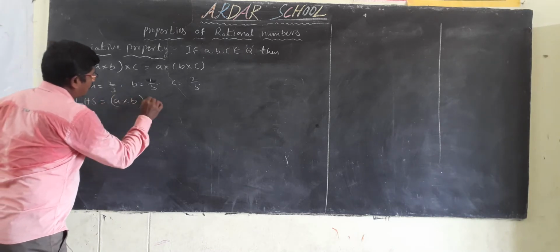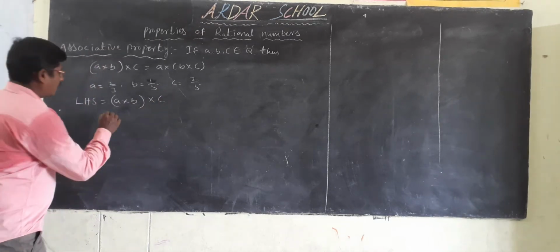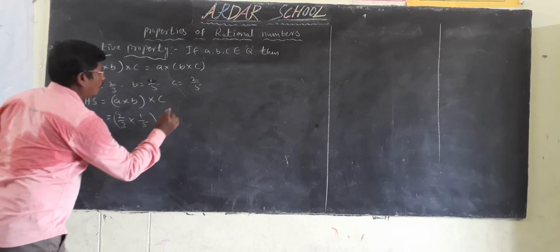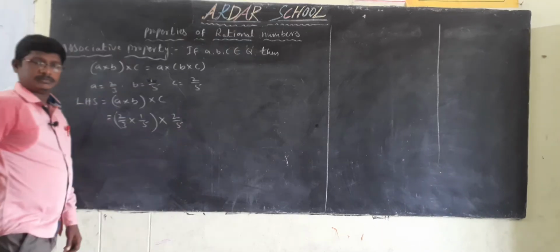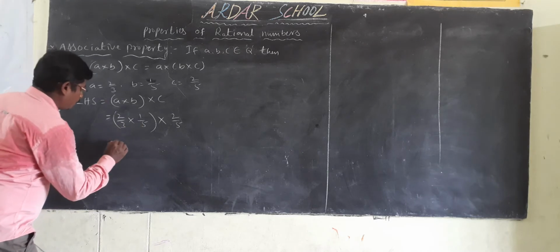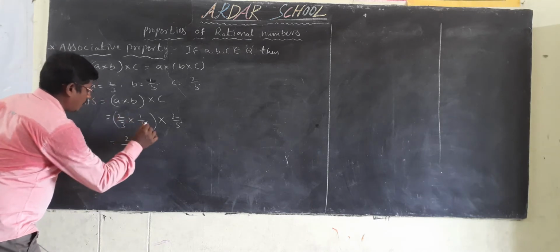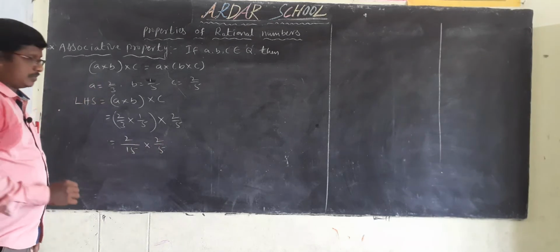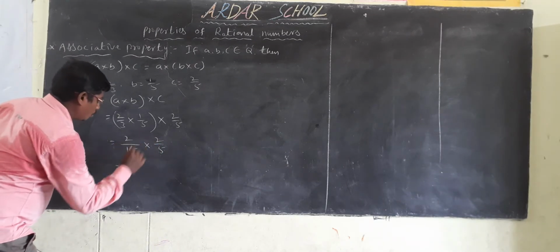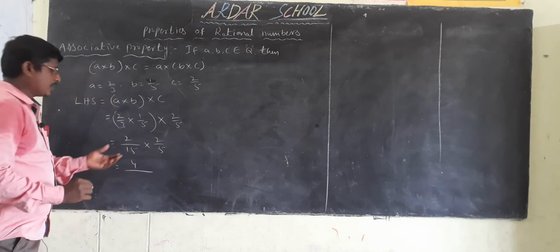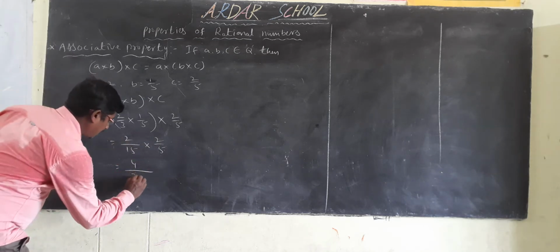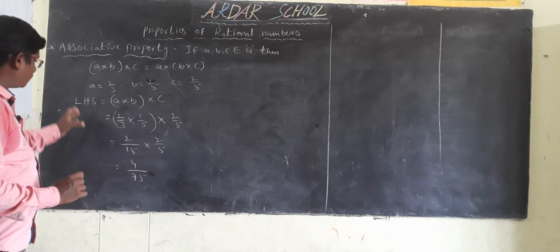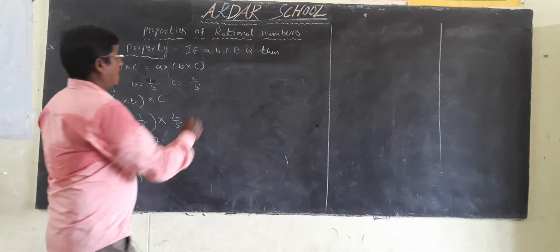a into b into c. Here a is 2 by 3, b is 1 by 5, c is 2 by 5. Multiply these two first. 2 ones are 2, 3 5s are 15, into 2 by 5. That is equal to 2 2s are 4, 15 5s are 75. That is equal to 4 by 75. LHS is 4 by 75.